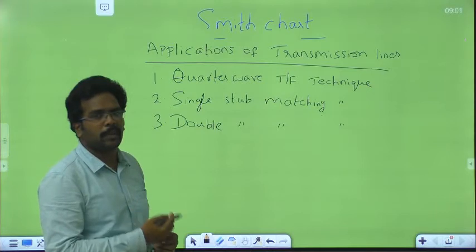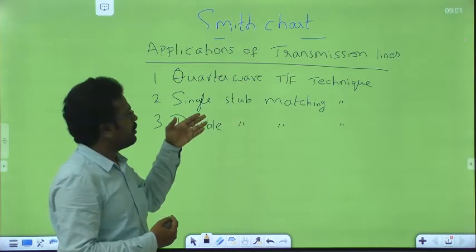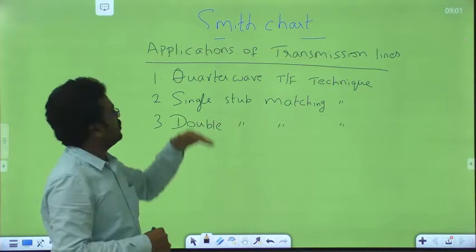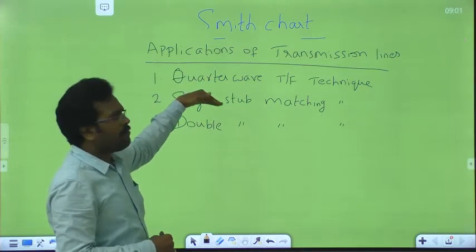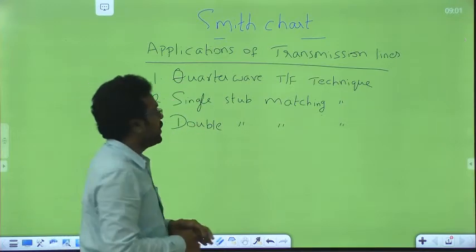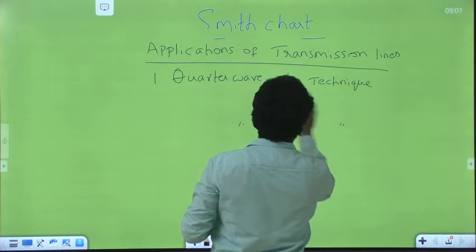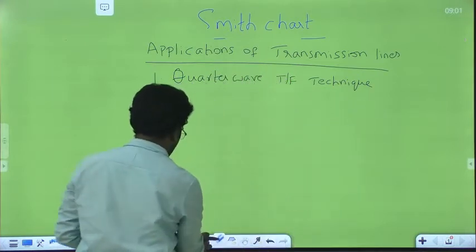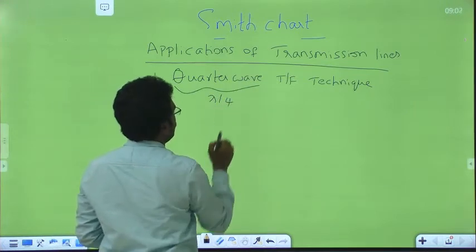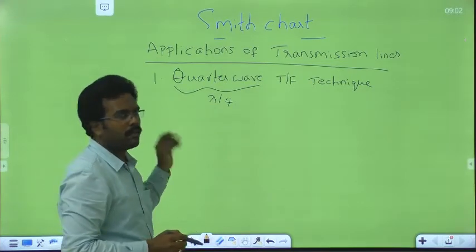Impedance matching is very much required in transmission lines to avoid losses. To avoid reflection losses, we have to do impedance matching for the transmission lines. There are 3 methods available. The quarter wave method has some drawbacks that are overcome in single stub matching. That also has some drawbacks that are overcome in the double stub matching technique. Now we will see them one by one. First we will discuss the quarter wave transformer technique. The name itself indicates quarter wave, that means lambda by 4. For impedance matching, I am using a transmission line of length lambda by 4.